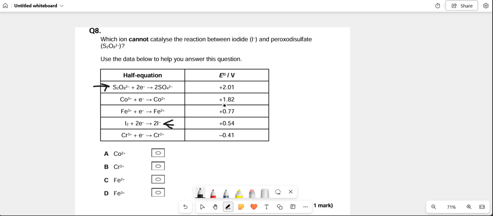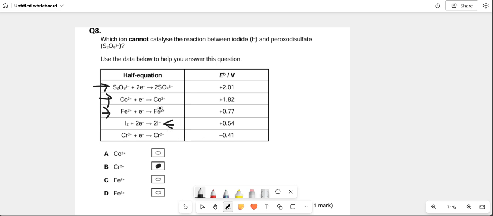Should have electric potential between these two. So it should be either this or this. So which one is it not going to be? It's going to be this Cr2 plus here. So that's not going to work here, reason being it obviously has a smaller electric potential than iodide. So yeah, it isn't going to work.